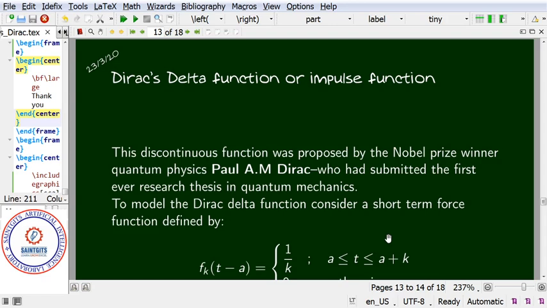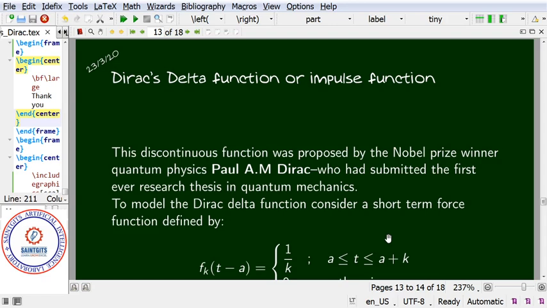This discontinuous function was actually proposed by the Nobel Prize winning quantum physicist Paul A.M. Dirac, who had submitted the first ever research thesis in quantum mechanics. And one more thing, this great personality was a professor in Lucasian mathematics in University of Miami, and so we are very much excited to see his results and see his paper in research journals or somewhere else in the internet.